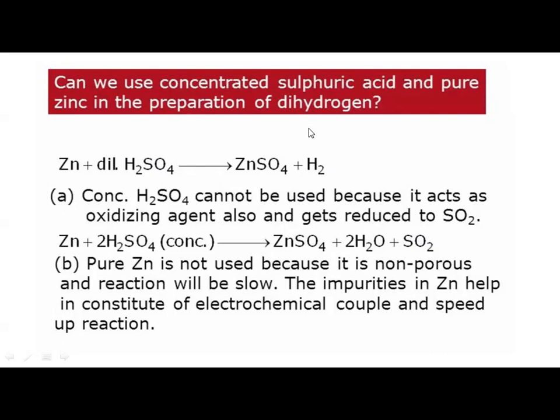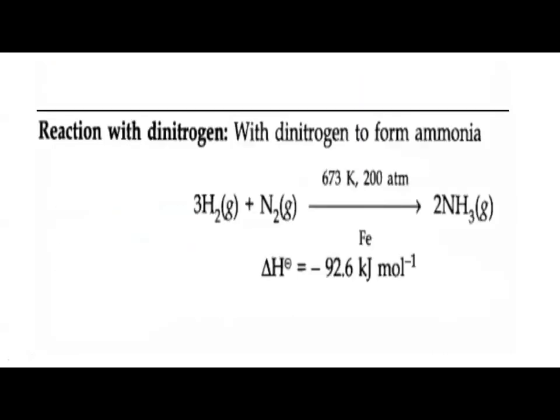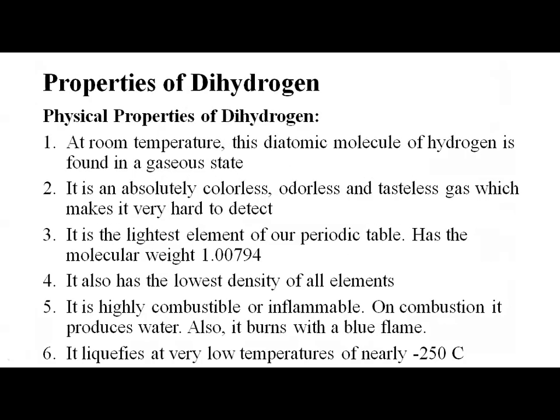Otherwise, if you use concentrated sulfuric acid and pure zinc, what will happen? We will not get hydrogen gas, because with pure zinc the reaction will become slow, and concentrated sulfuric acid acts as an oxidizing agent. It will oxidize hydrogen to water and itself gets reduced to sulfur dioxide. That's the reason that in the laboratory method for preparing hydrogen gas using zinc and dilute H2SO4, we need to use impure zinc because impurities in the zinc act as a catalyst, and we need to use dilute sulfuric acid.